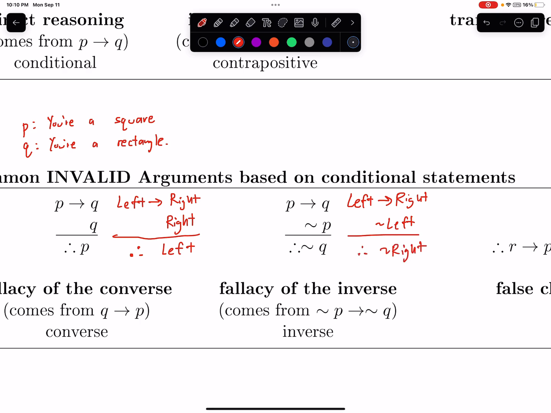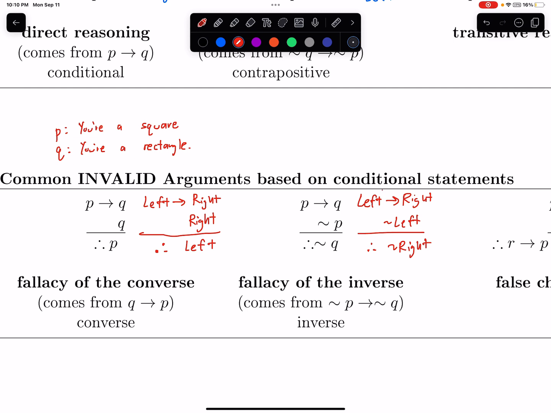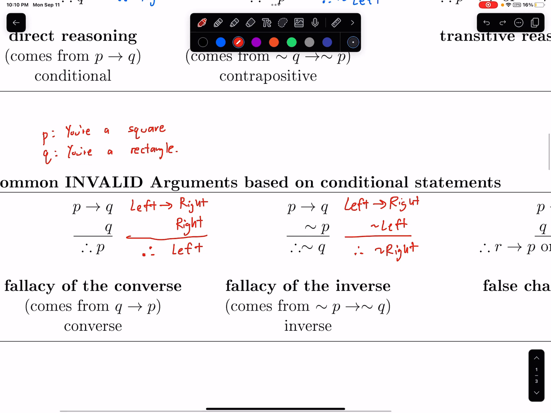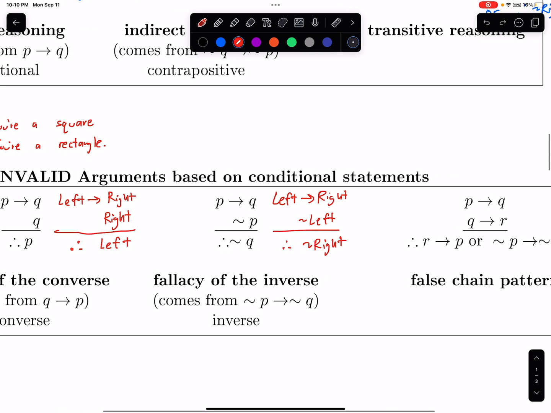So in context, let's look at this. If you're a square, then you're a rectangle. You're not a square, therefore you're not a rectangle. That's not always true, right? You could be this shape. It's not a square, but it is a rectangle. So you see how that argument can fall apart. Okay. Let's move on. So that's the fallacy of the inverse.